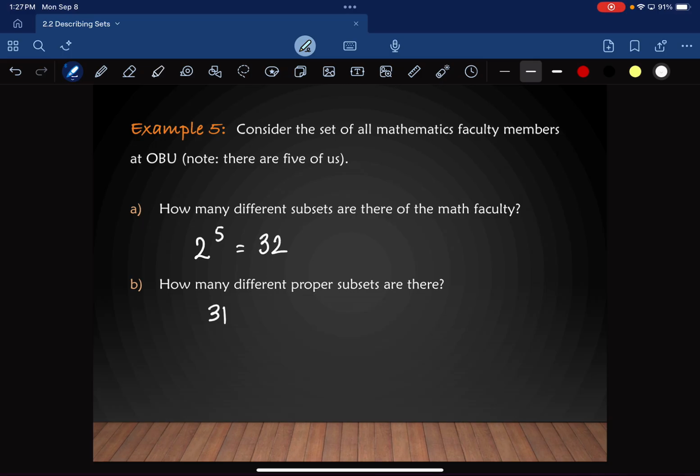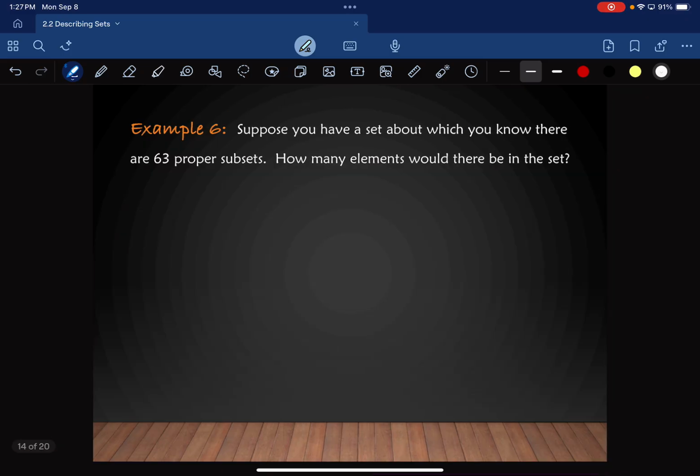Okay, so not only can we take a number of elements like we just did on that problem and figure out how many subsets there are, we can also take the number of subsets or proper subsets and figure out how many elements there are. So let's suppose that we have a set about which we know that there are 63 proper subsets. How many elements would there be in the set?